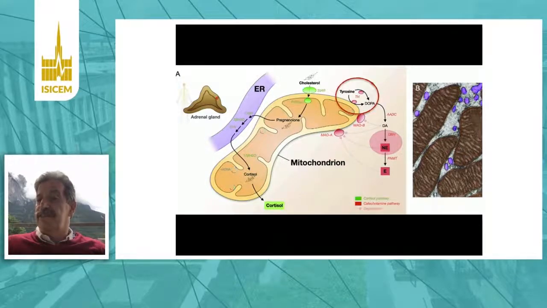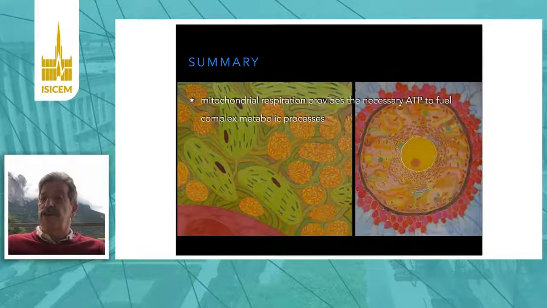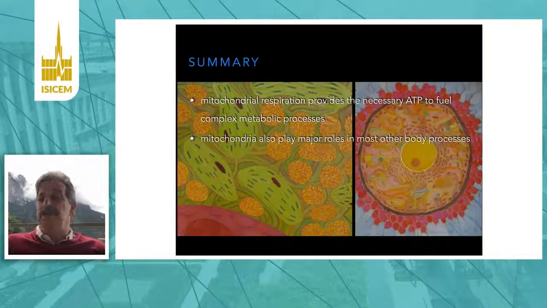Tyrosine is converted to DOPA by an enzyme, tyrosine hydroxylase, situated on the mitochondria. That's converted to dopamine, norepinephrine, and then epinephrine, and they're broken down by monoamine oxidases that again are tethered to the mitochondria. So in summary, mitochondrial respiration provides the necessary ATP to fuel complex metabolic processes, but there are many, many other roles that the mitochondria plays.